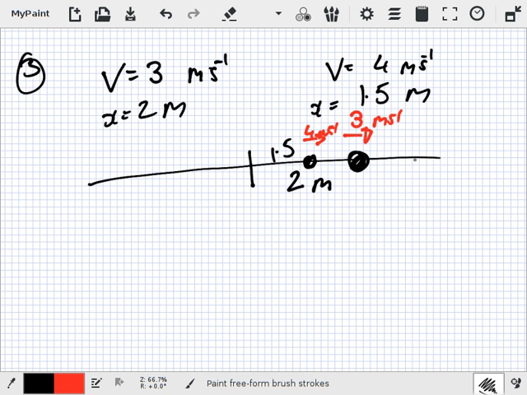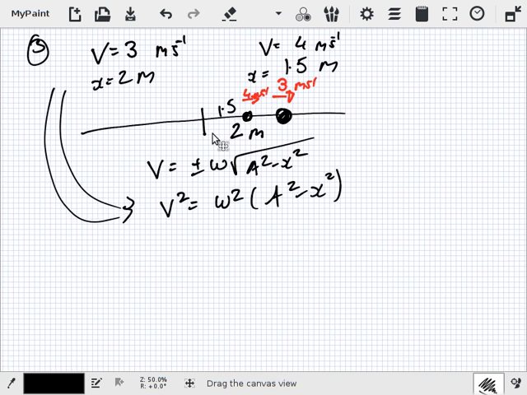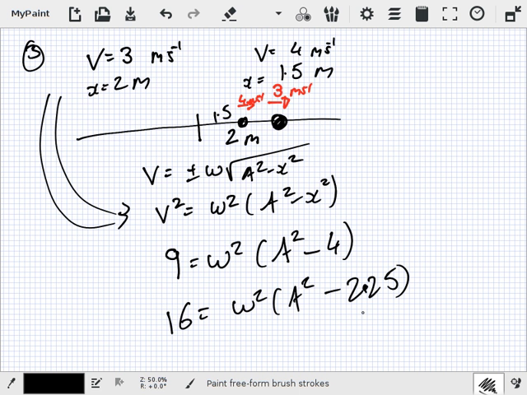Right, and we have all these things to find. It's quite difficult because we don't have a lot. But we do have 2 points, and which formula has our v and our x in it? It's this one, isn't it? v equals plus minus omega square root a squared minus x squared. Now I don't like the plus minus, so I'll square. Let me sub in the 2 points of information. If I sub in the first one, I'll get 9 equals omega squared times a squared minus 2 squared. And if I sub in the next one, I'll get 16 equals omega squared times a squared minus 1.5 squared, which is 9 over 4, which is 2.25, is it? So I've made these 2 equations.